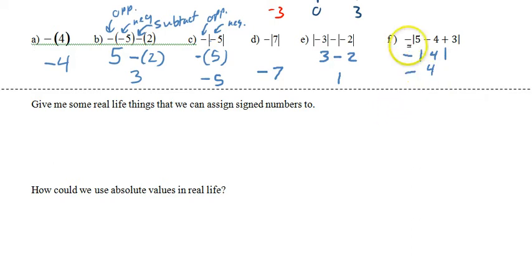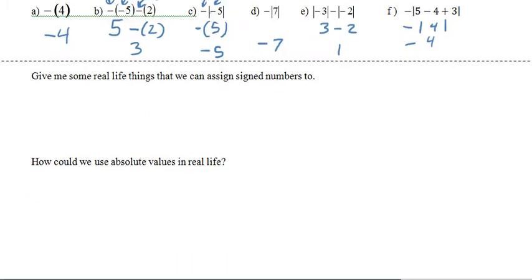Basically, your absolute value is going to change that number that's inside to positive. If there's a negative in front, then the answer is going to turn back negative. That's it.